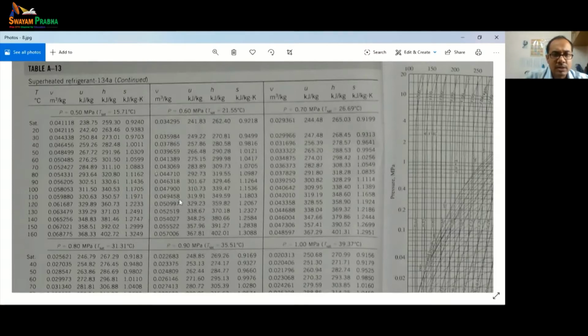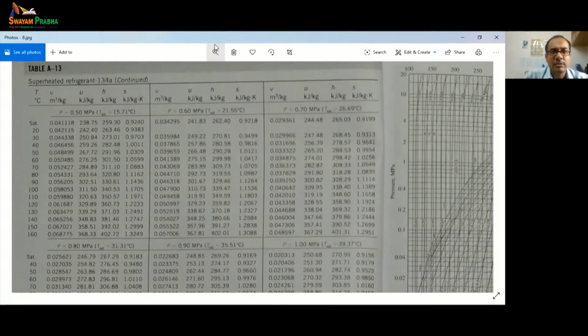Now for this particular table, look up the value corresponding to 90 degrees centigrade. Okay, you see this is temperature in degrees centigrade, this is 90. So you go along this row, and this is the value that you are looking for, the specific volume. This is 0.046318 meter cube per kg. Okay, and the state is of course superheated refrigerant.